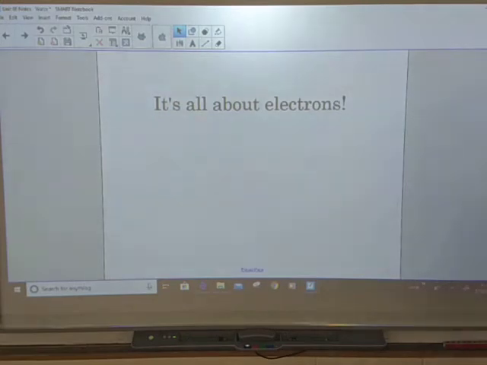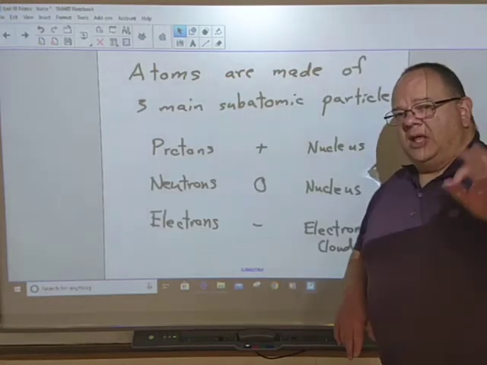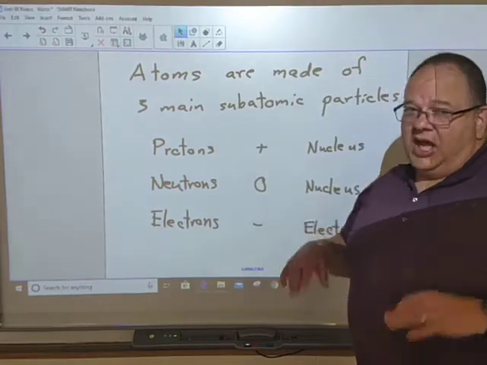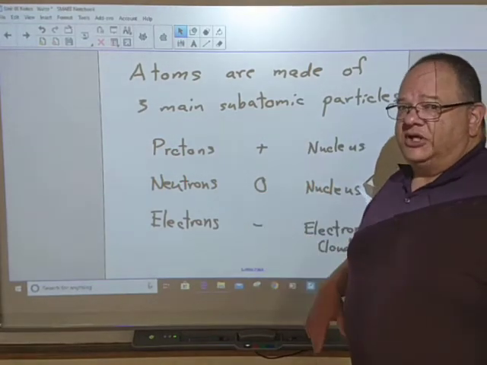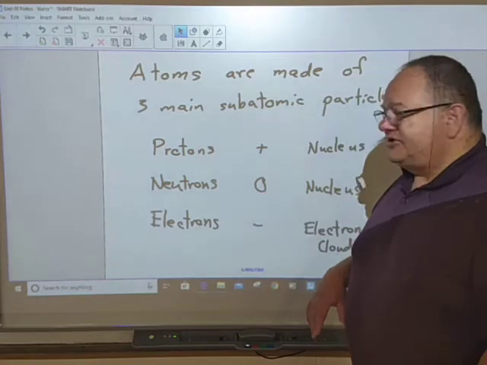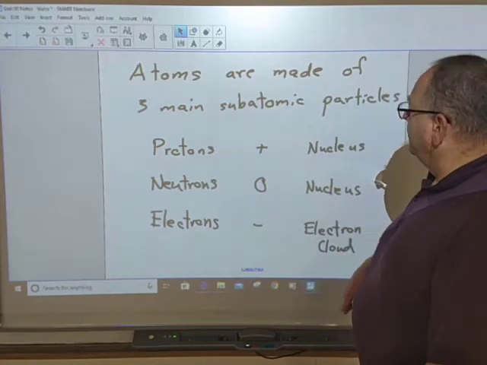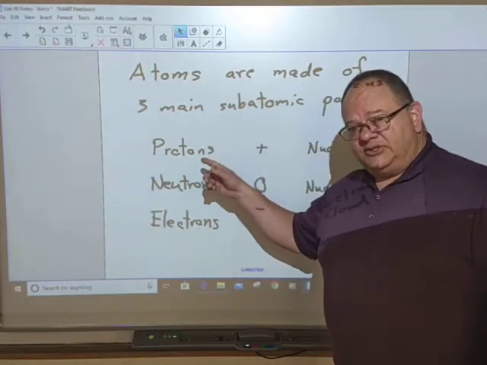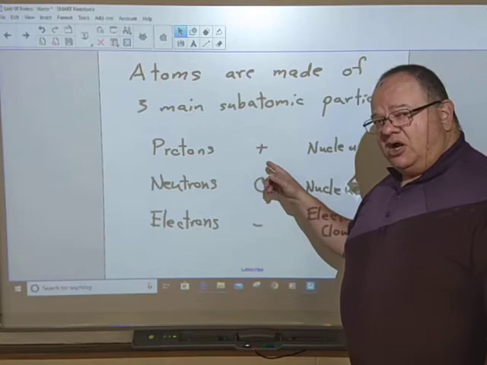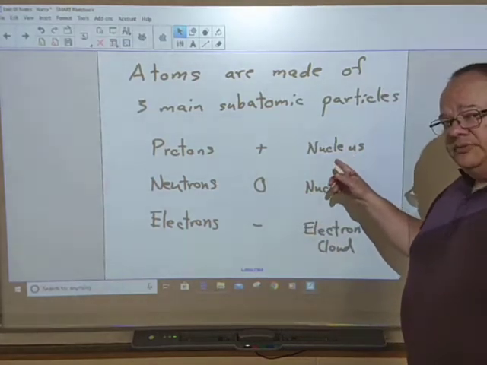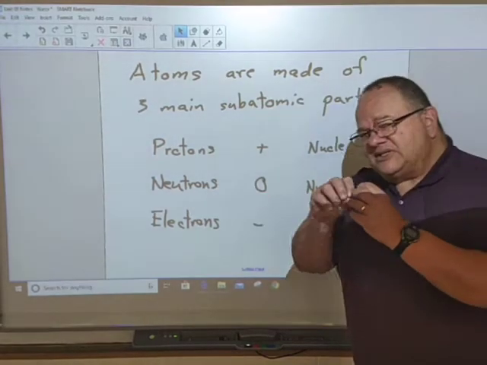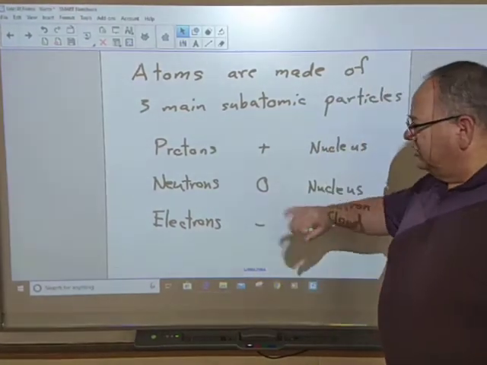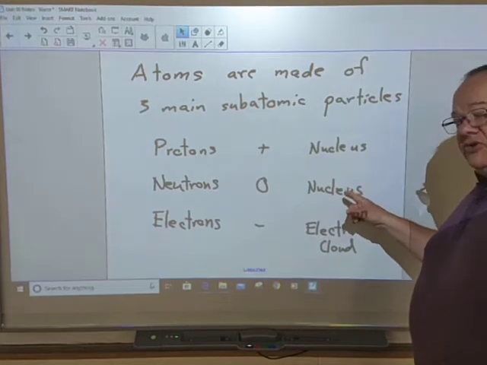Let's back up just a little bit. Atoms are made of 3 main subatomic particles. And I can promise that you've had this in some previous class. So hopefully this is just a little bit of a review. 3 main subatomic particles. We have protons, which have a positive charge and are found in the nucleus. The nucleus is the center of the atom. We have neutrons, which have no charge. They're also found in the nucleus.